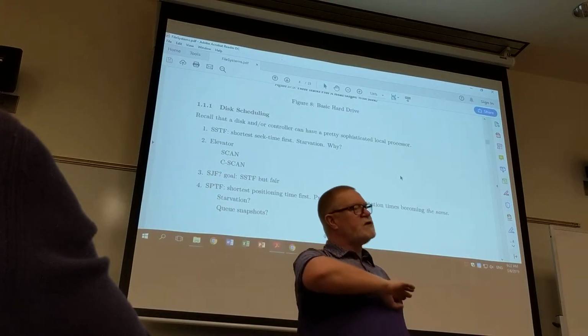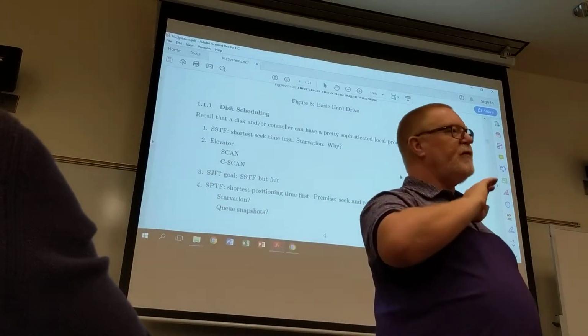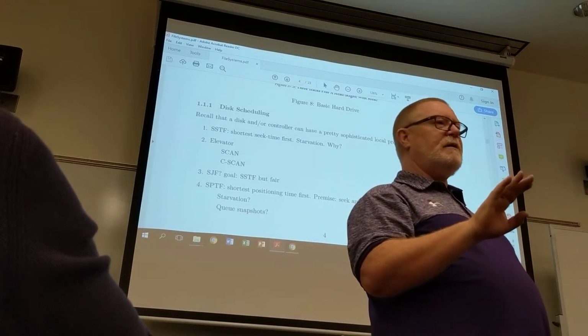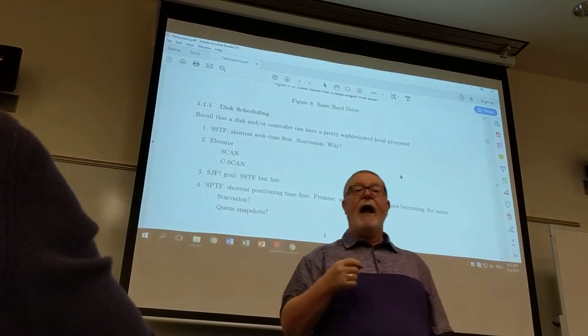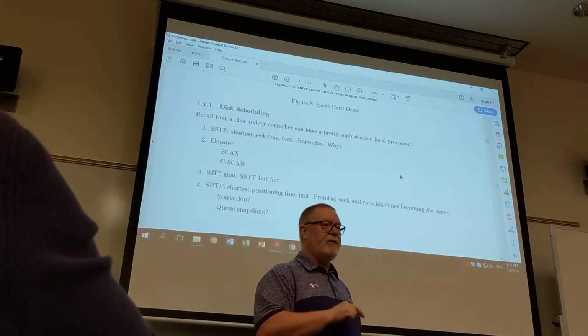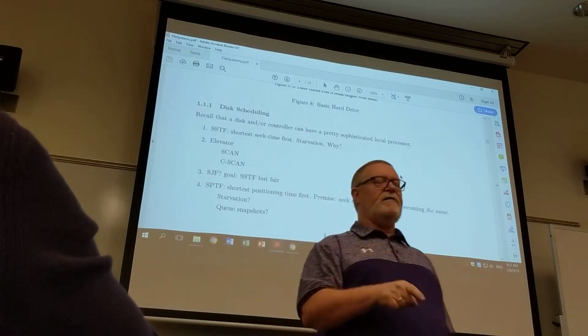We don't want to do that, so we'll service them in one direction until there are no more requests in that direction. Then we'll turn around and come back. And this is why we call it the elevator algorithm, because it works just like an elevator.